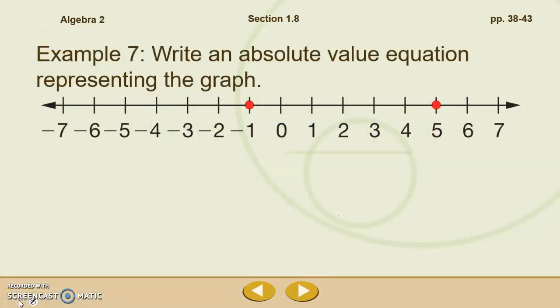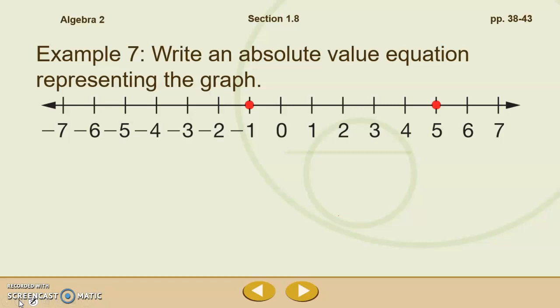Let's take a look at an example. Writing an absolute value equation representing the graph. Now, first of all, let's talk about the distance. We said the distance is the two values. We subtract those two values and we do the absolute value of that difference. So we're going to take 5 minus negative 1. See if you can figure out the distance on your own. We'll check it in just a moment.